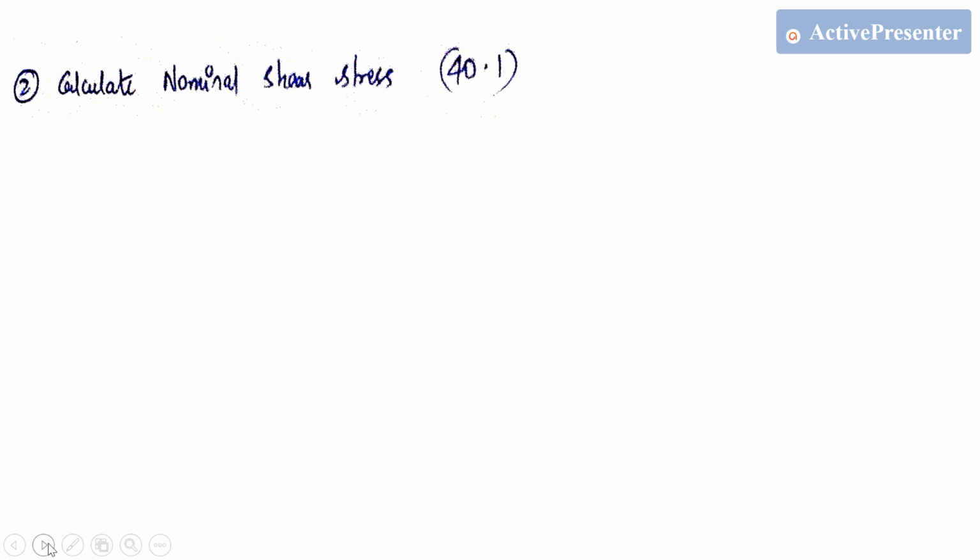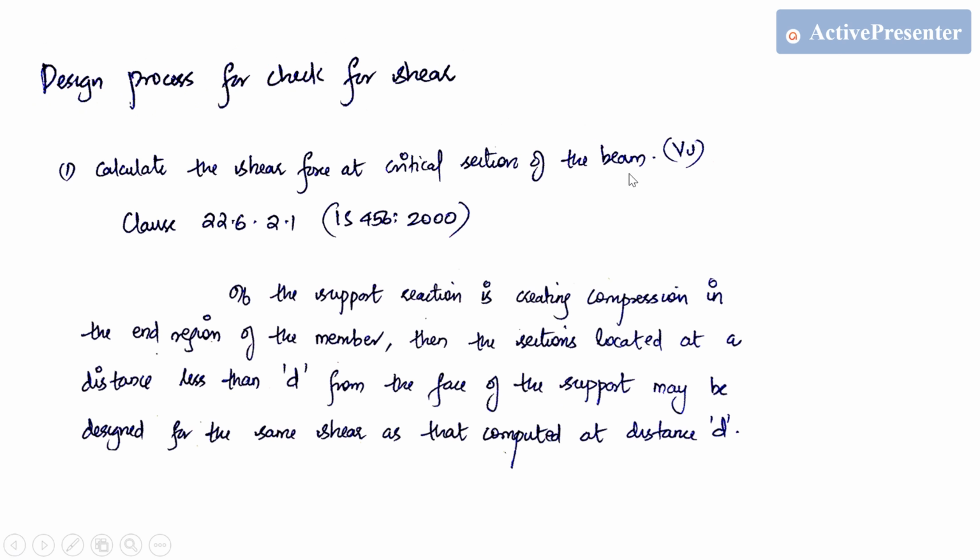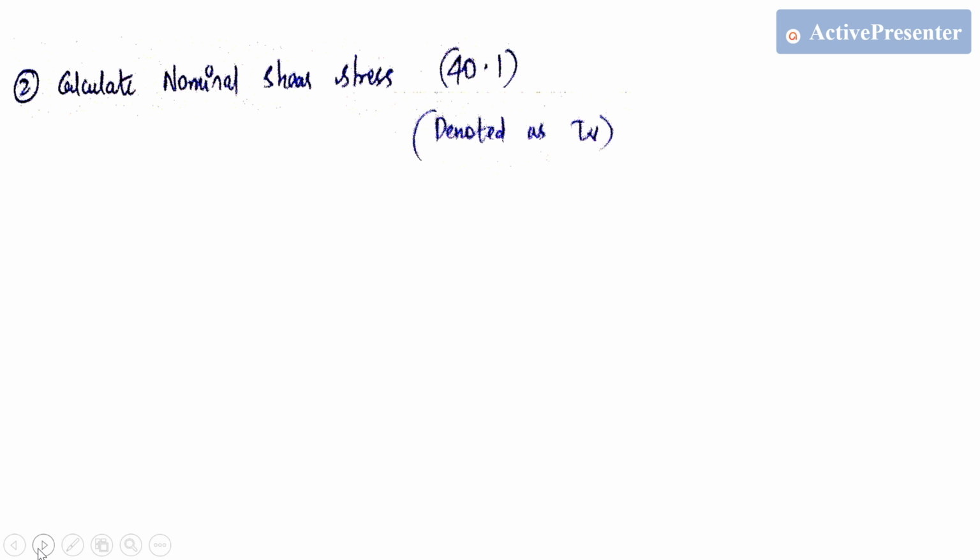Now the next step is to calculate the nominal shear stress, given in clause number 40.1. Nominal shear stress is denoted by tau v. It is the actual shear stress. Now you have got the value for your shear force. Now you need to calculate the shear stress value, that is, the nominal shear stress value.